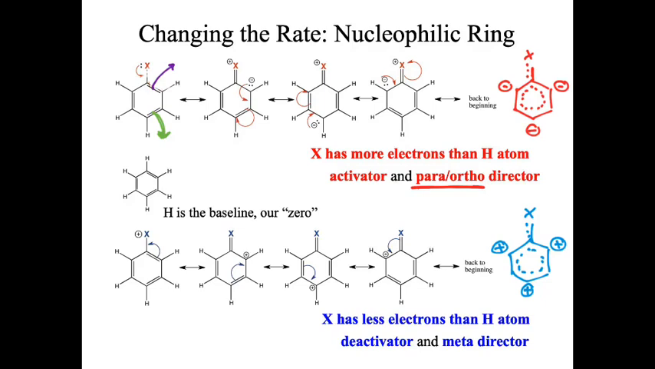So what you can do now is take that to the bank and memorize what's in bold. Evaluate atom X. Does it have more electrons than hydrogen? It's an activator, para-ortho directing. Okay? So you don't have to draw out all the resonance and all the mechanisms. You can just jump to those pieces. Make sense?